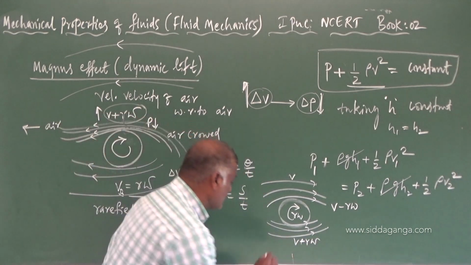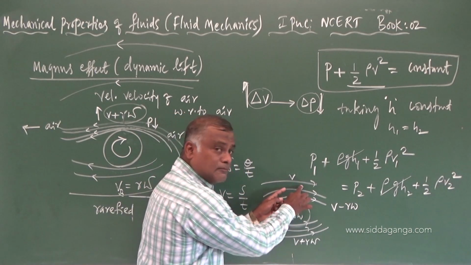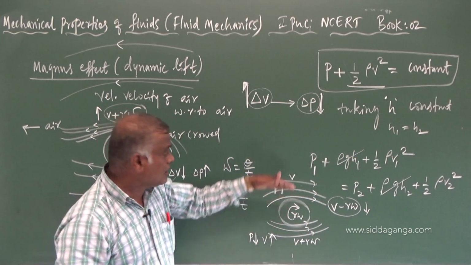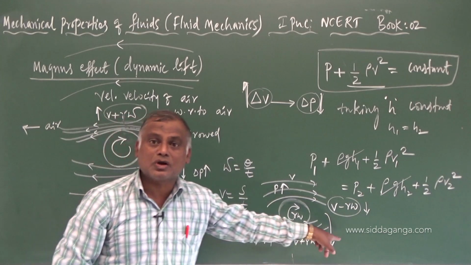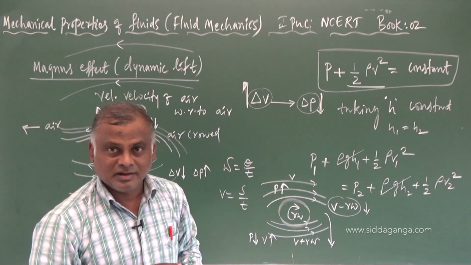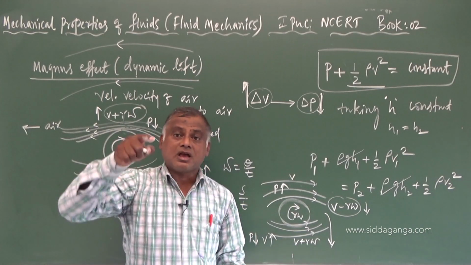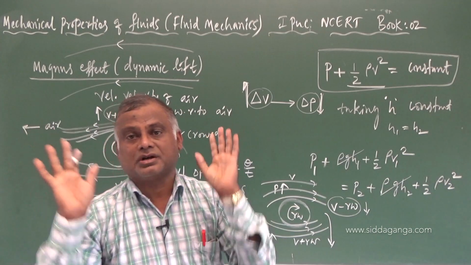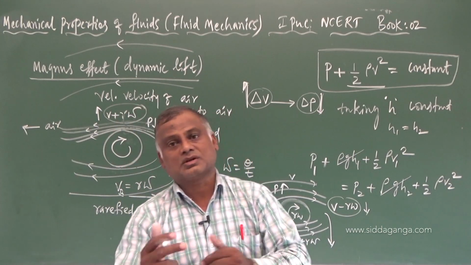What happens now? Here velocity increases, pressure decreases. In the upper part, velocity is decreased, pressure is increased. What will happen now? Because of greater pressure, the ball is pushed down. Again, it is known as dynamic lift. Don't think that dynamic lift means the ball should be thrown up. No. Depending on the relative velocity of air in contact with the ball, the pressure will change. Greater the velocity, lesser the pressure, and vice versa.